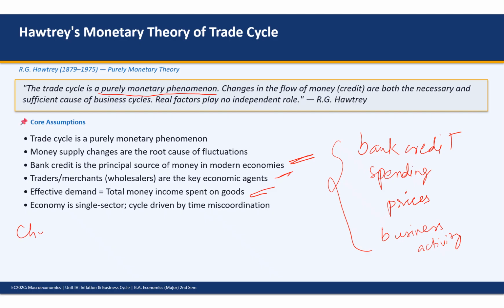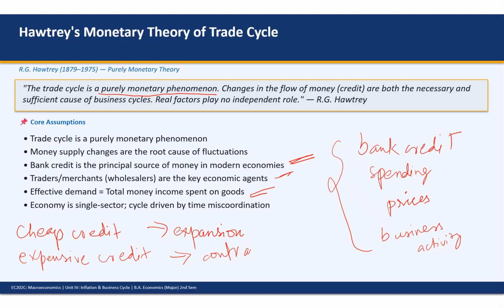Cheap credit leads to expansion, and expensive credit leads to contraction. So, to summarize in one line, Hawtrey's view is that the whole trade cycle is a monetary story. That is the simple idea.